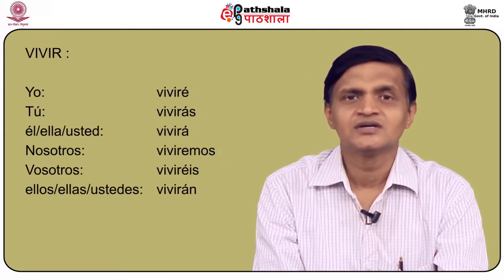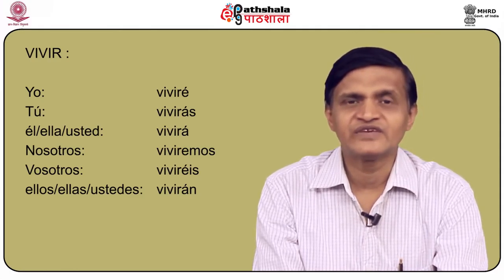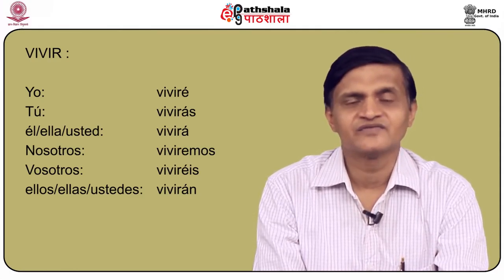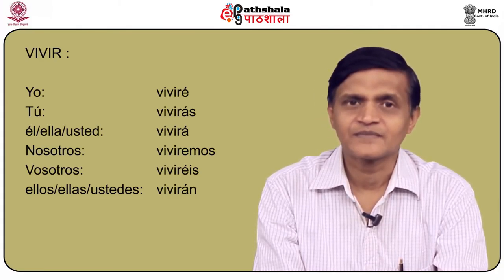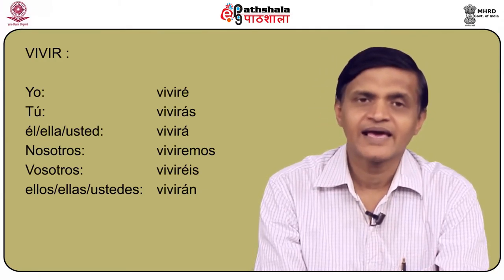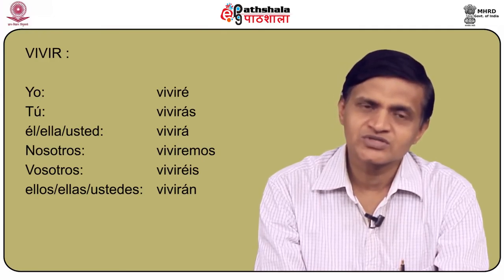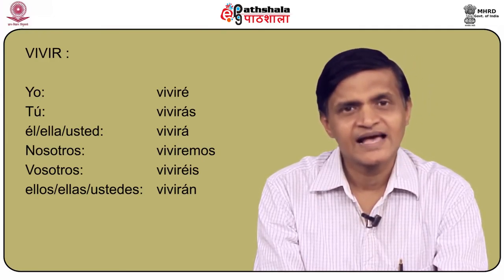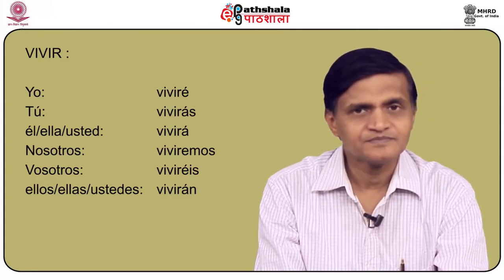In the future, the verb vivir is conjugated in the following manner. Viviré, vivirás, vivirá, viviremos, viviréis, and vivirán. I repeat, yo viviré, tú vivirás, él, ella, usted vivirá, nosotros viviremos, vosotros viviréis, and ellos, ellas, and ustedes vivirán.